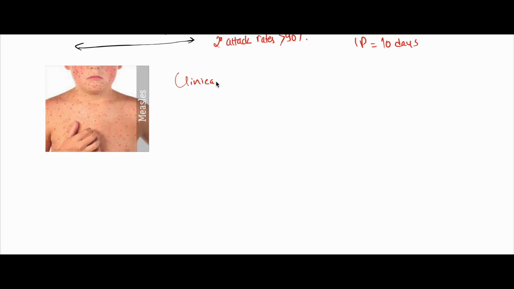Clinical features of measles. Okay, so what are the clinical features? It commonly affects preschool children. Okay, it occurs in preschool children, and infants are protected by transplacental antibodies, which decline by 9 months. Hence the rationale for vaccine after 9 months. Okay, vaccine.